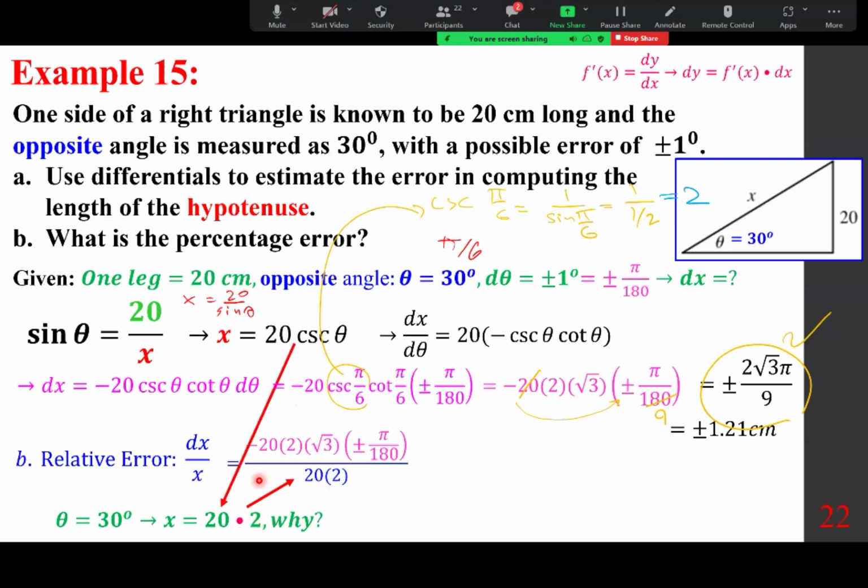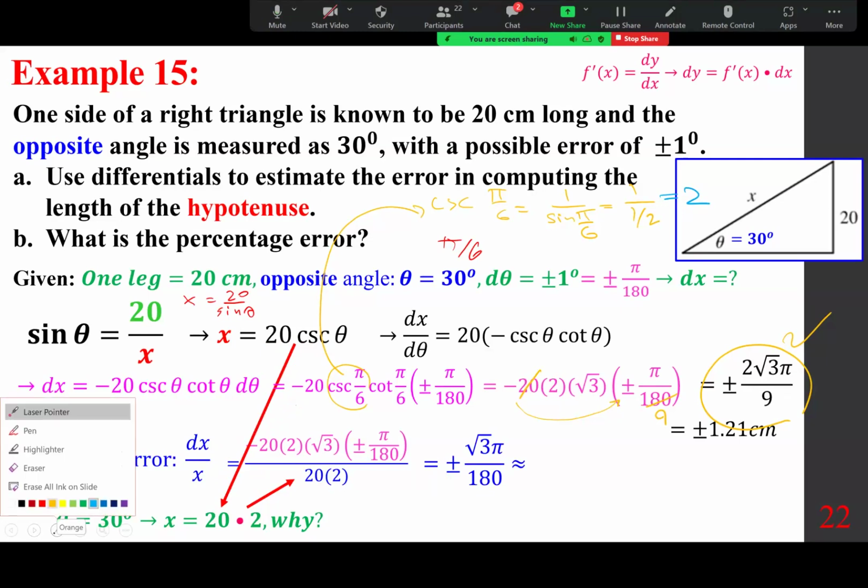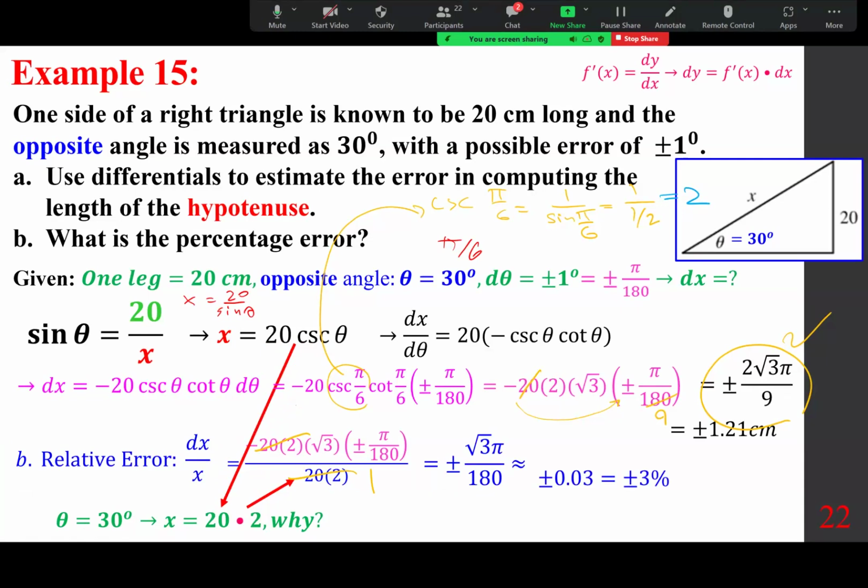Okay. And now everything cancels out except square root of 3 pi over 180. Don't forget the plus minus. Say these two cancel each other. 20 times 2 cancels out 20 times 2. So it's plus minus 0.03 or plus minus 3%. So we change it to a percentage. Normally we do that.